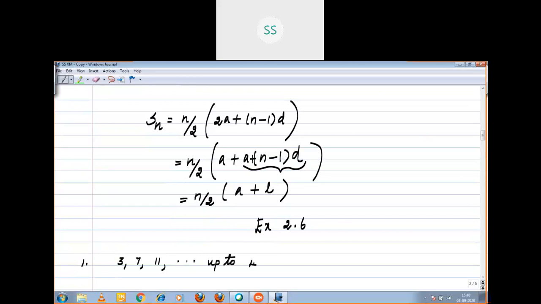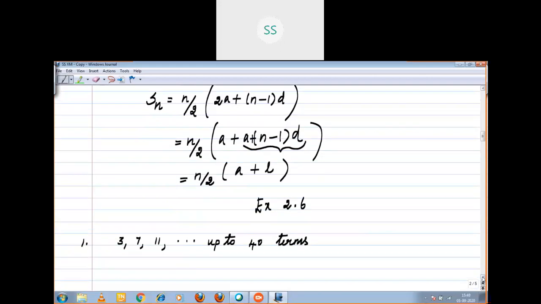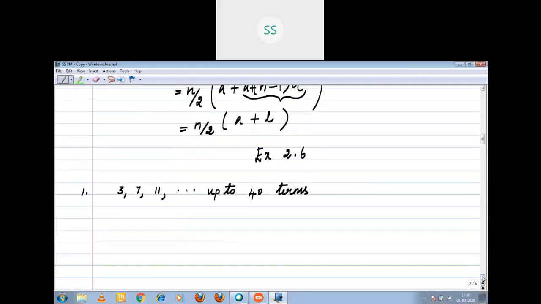The sequence is given, right? Now we are going to write it in terms of series, right? Series means you should add the addition symbol, that's it, right? 3 plus 7 plus 11 plus etc. up to 40 terms. That is the meaning, right? The given I converted in this format.